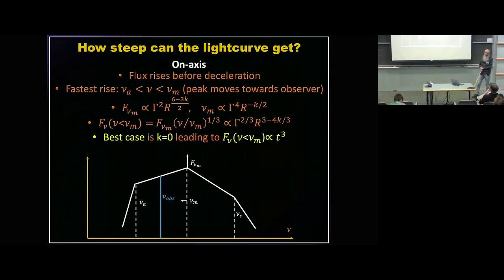So let's start with the on-axis case. If you're observing a jet on-axis, more or less the best you can do is observe at a frequency that is below the peak. In this case, the peak could be going towards you, the peak flux could be going up, and this maximizes the rise of the flux as a function of time in your observed band. The best you can do is basically t to the 2 to the third. If you have a declining external density profile, it actually is slightly flatter than that. So this is kind of an absolute best case scenario for the on-axis case.